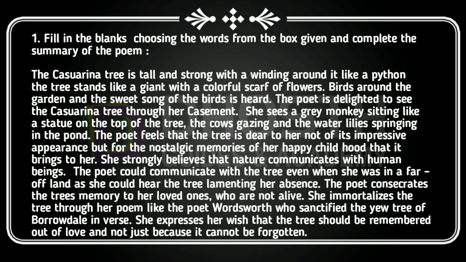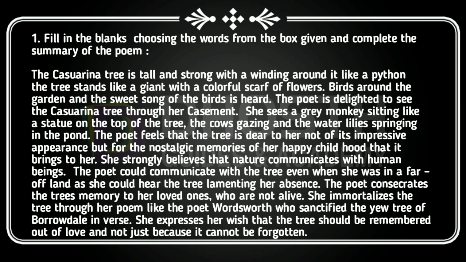Fill in the blanks choosing the words from the box given and complete the summary of the poem. The casuarina tree is tall and strong with a creeper winding around it like a python. The tree stands like a giant with a colorful scarf of flowers. Birds surround the garden and the sweet song of the birds is heard. The poet is delighted to see the casuarina tree through her casement.